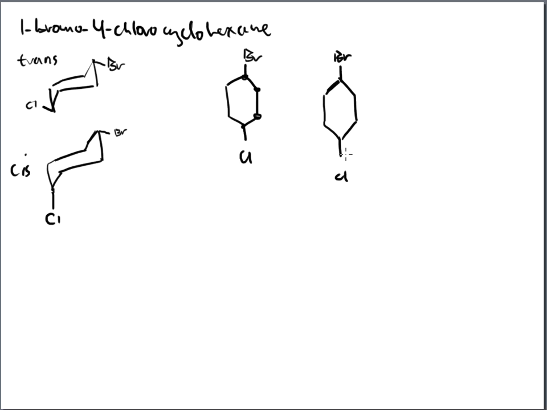How do we do it? Let me show you how easy. I'm going to take one of these. I'm going to turn it to a wedge. I'm going to fill it in. I'm going to take this other bond, turn that to a wedge. I'm going to fill it in. What do you think that one is? They're both pointed in the same direction. There's the cis form.